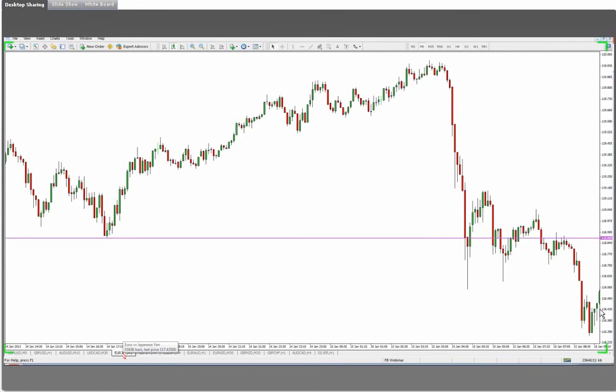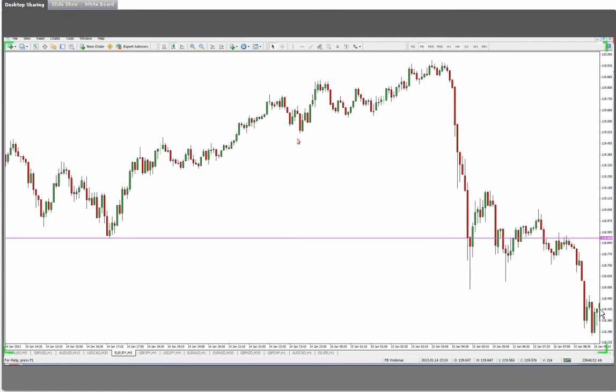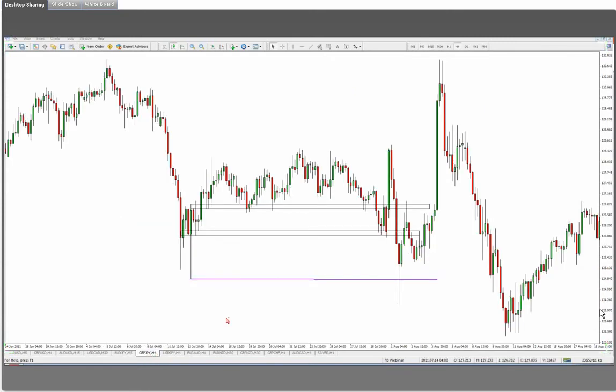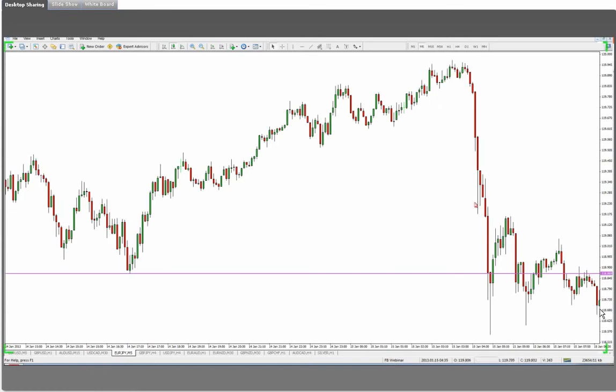Euro yen M5. Now this is an example of one I wouldn't take, because unlike the last example, if you look at the total rejection, it's very small. Bars close right on the swing low. The actual trend down, if you go back to the other one, the trend down is not strong on this. The rejection is very big. The trend down is much stronger, coming from a much further distance, completely impulsive.